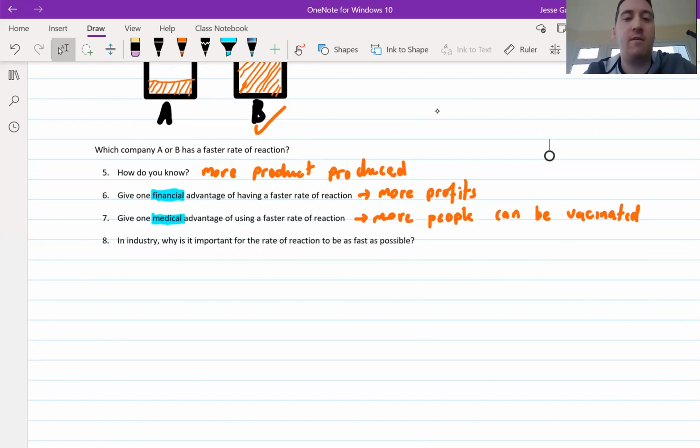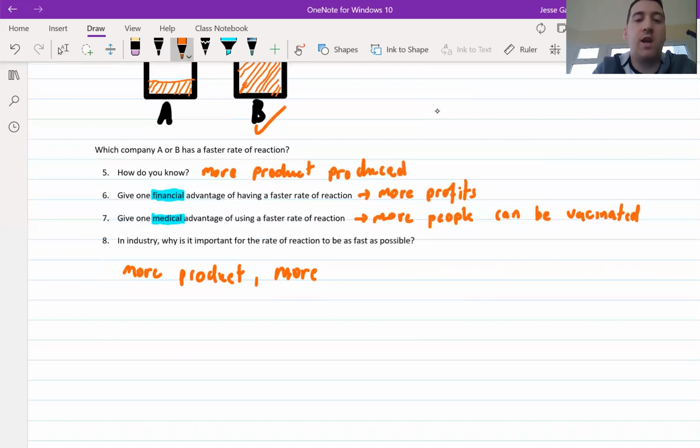In industry, why is it important for the rate of reaction to be as fast as possible? So this is just summarizing what we've learned so far. It's important for the rate to be as fast as possible so they can produce more product. You should definitely have the phrase more product in here. And if it's in industry, then industry and businesses are interested in profits. So more money made. Now, again, you should definitely have this as a full sentence. I'm just giving you the key parts that you should have in your answer.